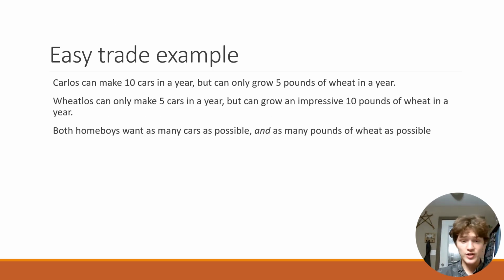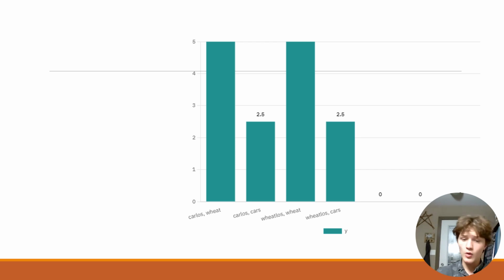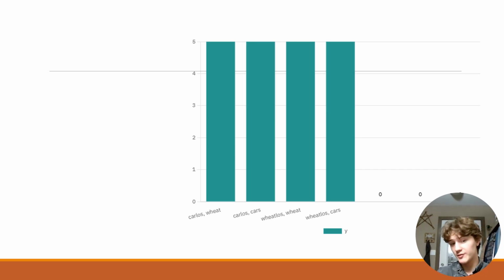Our first real easy trade example is going to be Carlos, who can make 10 cars in a year but can only grow 5 pounds of wheat in a year, and Wheatloaf, who does the inverse. We're going to look at what happens when they don't trade. Ultimately, their specialty they get a lot of, their non-specialty not so much, assuming they split their time equally. But if they specialize and then trade the difference, they both get 5 of each good. Better for the both of them.